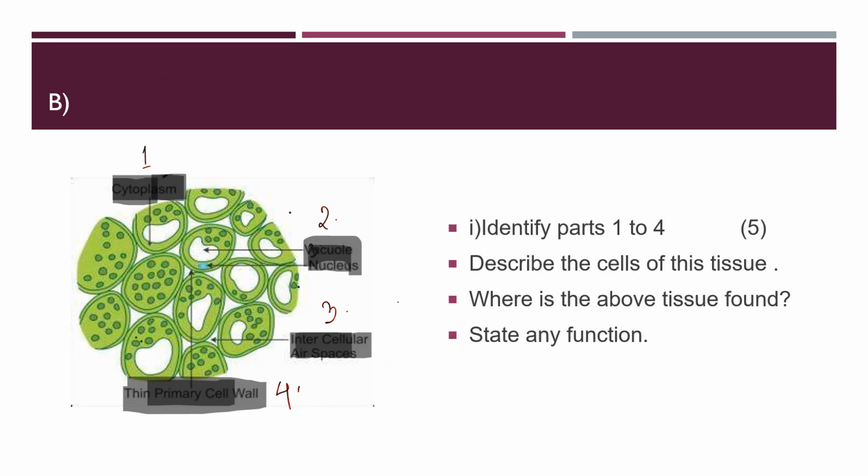Now next, here you are getting a diagram. So what is the diagram of and what are these? Identify the parts. This is a diagram of a parenchyma cell. So identify the parts. You can identify the parts easily. Describe the cells in this tissue. The cells of parenchyma tissue, we can say they are present in the cortex of roots, mesophyll of leaves, and it is also a ground tissue of stems.